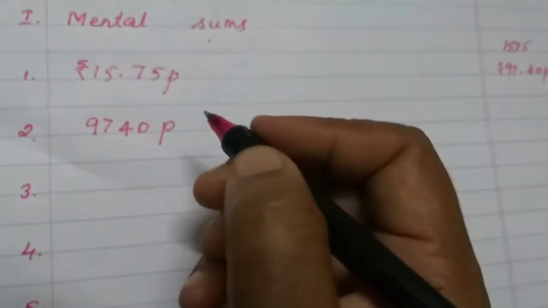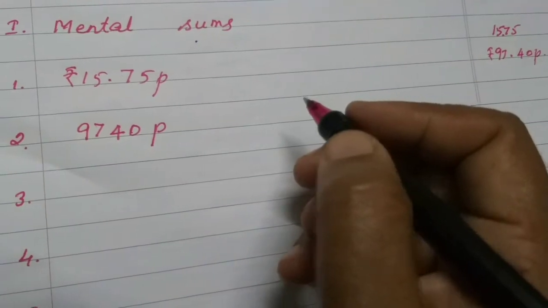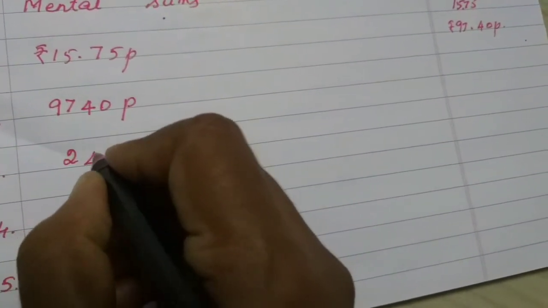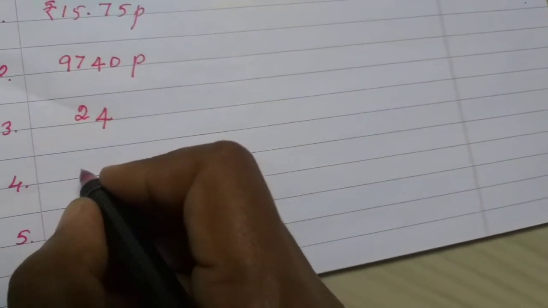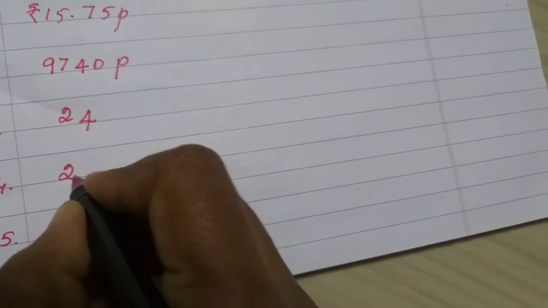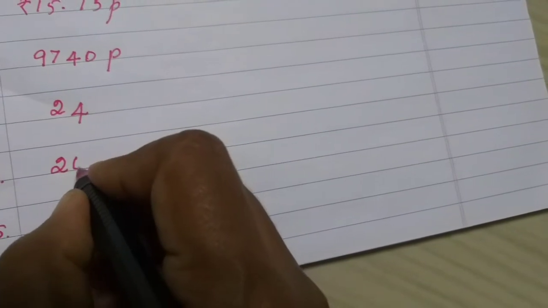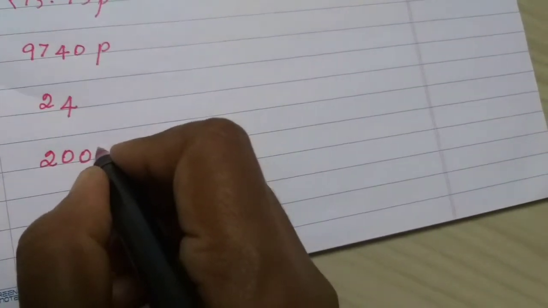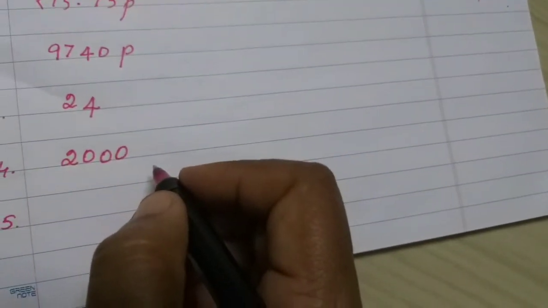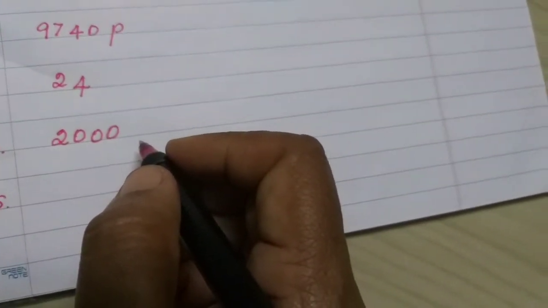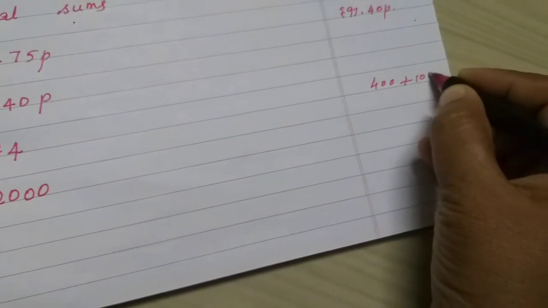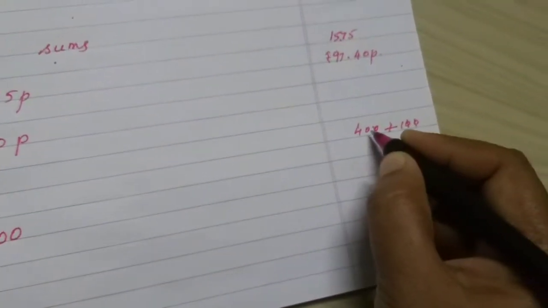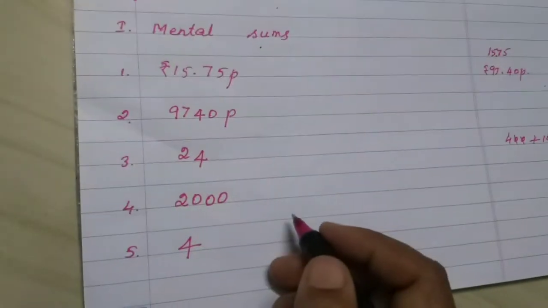And the next one, 8 plus 8 plus 8. So, 3 into 8, 24. 3 eights are 24. And the next one, 10 into 200. First of all, multiply the full numbers, 1 into 2, 2. And just add all the zeros, 3 zeros. Totally, 10 has 1 zero, 200 has 2 zeros, so 3 zeros. That is 2000. And the last sum, 400 divided by 100. Cut the zeros here and here, and 4 by 1, so the answer is 4. How many of you got full marks, students?